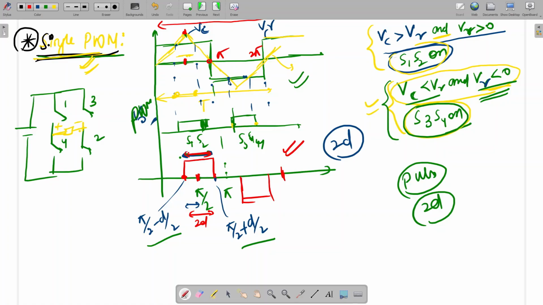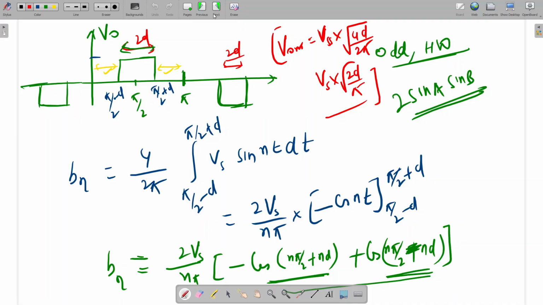Sir, we assumed pulse width D. If it will be d, then I think it is pi by 2 minus d by 2. Okay. If it will be d, then it will be pi by 2 minus d by 2. But if we assume this only as 2D, then it is pi by 2 minus D.